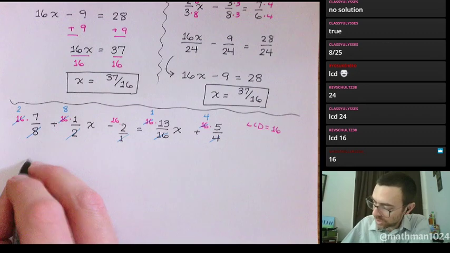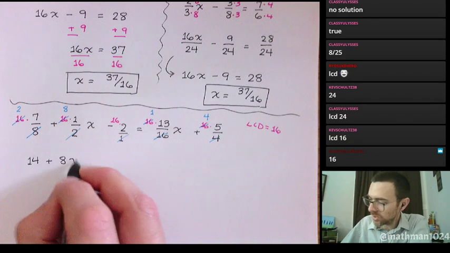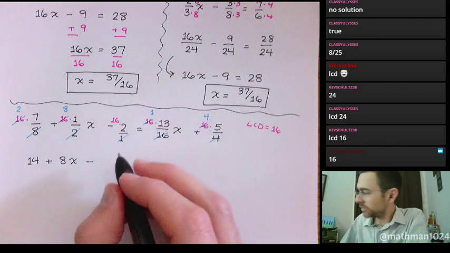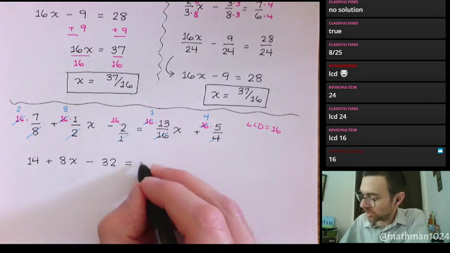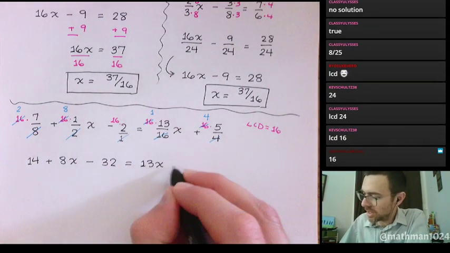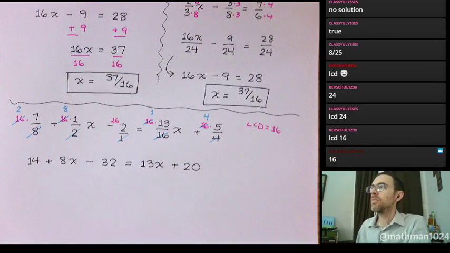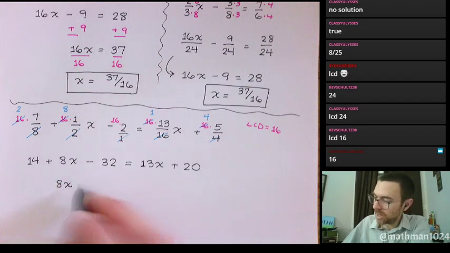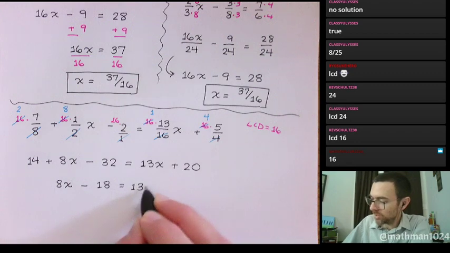2 times 7 is 14. 8 times 1x is just 8x. Minus, don't forget your sign here, 16 times 2 is 32. 1 times 13x is just 13x. And then 4 times 5 is 20. All the fractions are gone. Everybody should be happy here. Let's go ahead and clean up this side over here. We've got 8x, and 14 minus 32 is negative 18. Nothing to combine on the right side.